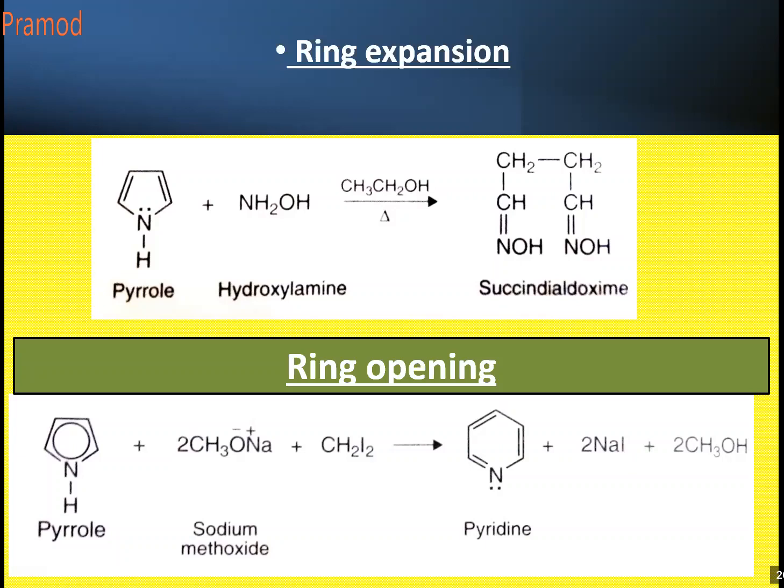There was a mistake, the headings have been flipped, so just remember. Ring expansion is the enlargement of the ring by treatment with sodium methoxide and diiodomethane. You get pyridine. And it undergoes ring opening when you treat it with hydroxylamine in the presence of ethanol and heat, to give succinyl dialdoxime. That is, the 2-aldehyde oxime is formed. The oxime CH=N-OH group is added. So that is known as succinyl dialdoxime. This is your ring opening reaction.